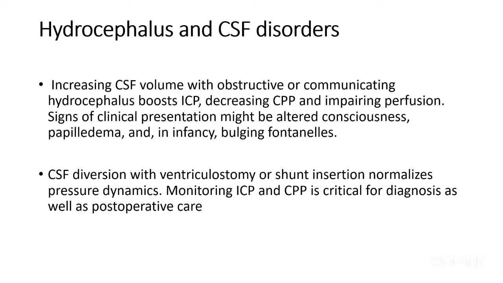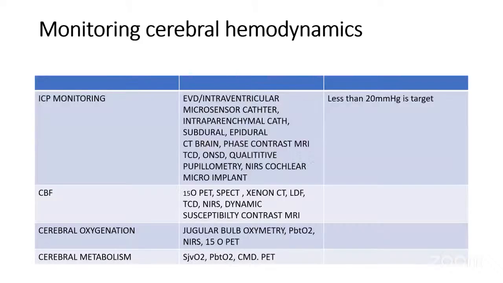Hydrocephalus and CSF disorders. Increasing CSF volume, with obstructive or communicating hydrocephalus, boosts ICP, decreasing cerebral perfusion pressure and impairing perfusion. Clinically we can see this as altered consciousness, papilledema, and a bulging fontanelle in case of infants. So CSF diversion with ventriculostomy or shunt insertion normalizes pressure dynamics. Monitoring of ICP and CPP is important for these patients, particularly in the postoperative period.